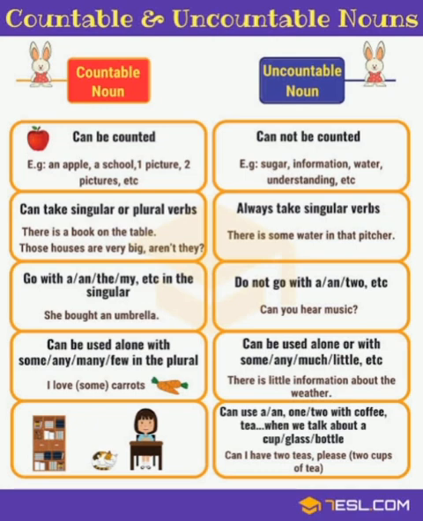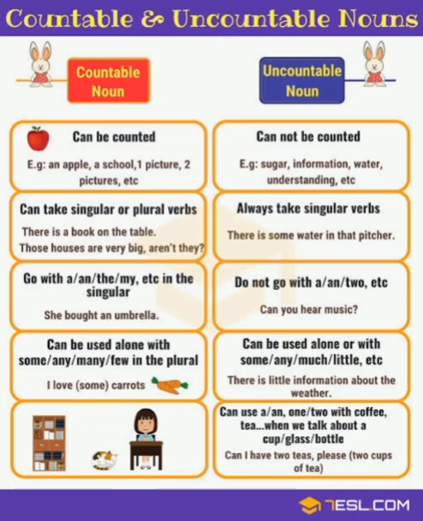Then a countable noun can be used alone with some, any, many, few in the plural. अब plurals की बात करें, पहले singulars की बात की कि countable nouns में a, an, the, my, etc. लगता है, but plurals में countable nouns में some, any, many, few भी लगता है. I love some carrots. An uncountable noun can also be used alone with some, any, much, little, etc., the way we used them with countable nouns. But here the things cannot be counted. There is little information about the weather. Information cannot be counted, right?